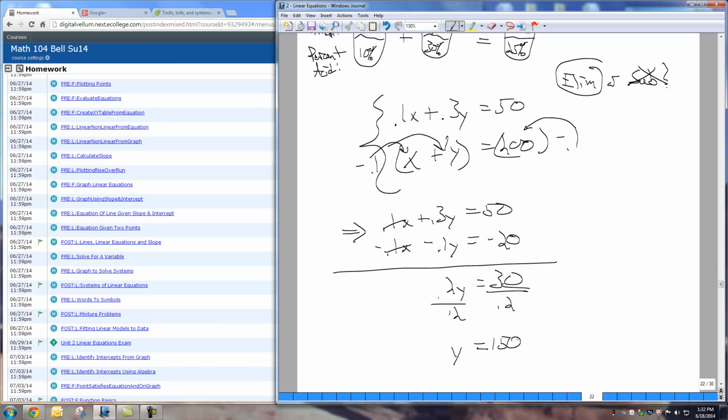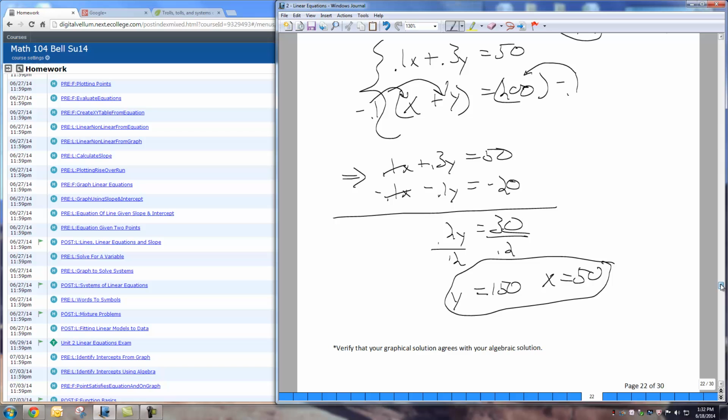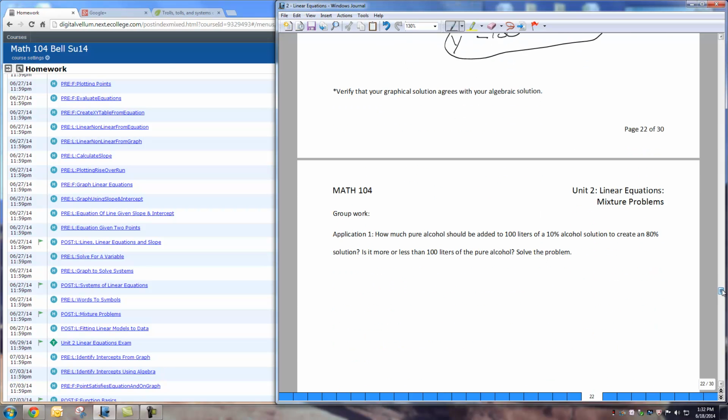So y is 150. So if I come back in and look at this equation, if y is 150 and when I add the two together it equals 200, that means that x must equal 50. Which is what I guessed by looking at the graph, but now I algebraically verified my solutions.